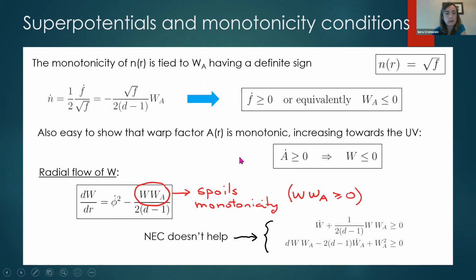One place where this is relevant is if you look at the radial flow of the superpotential. The way we have defined the superpotential, its radial flow is proportional to these two terms: the kinetic energy of the scalar, which is the term that you would get also in the relativistic case, and then this term that is spoiling the monotonicity. It spoils it because W W_A is always positive in these theories. You might think that the null energy condition might help, but it doesn't. So you don't gain anything by looking at the null energy condition.